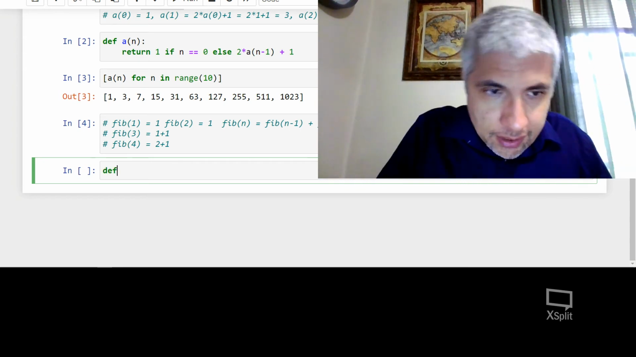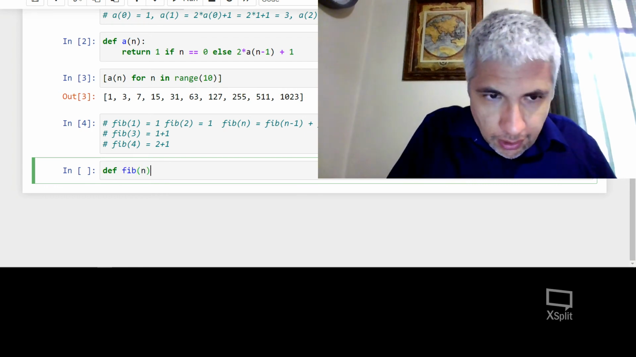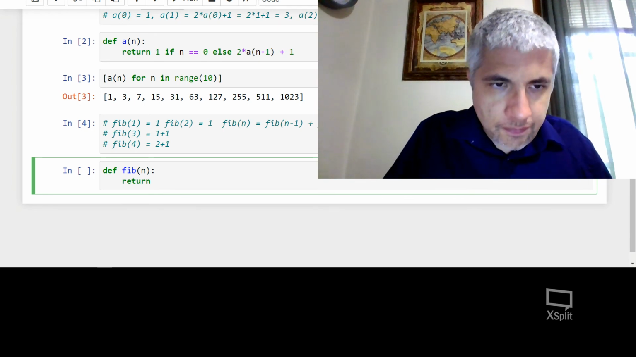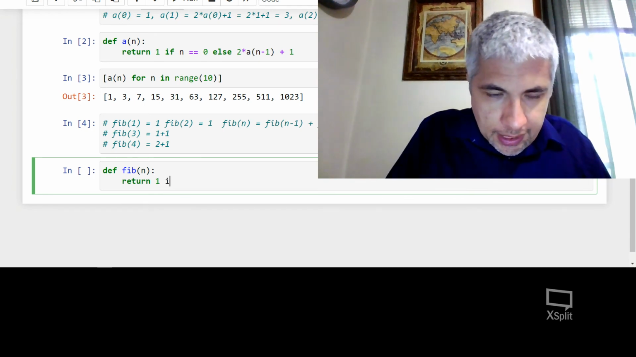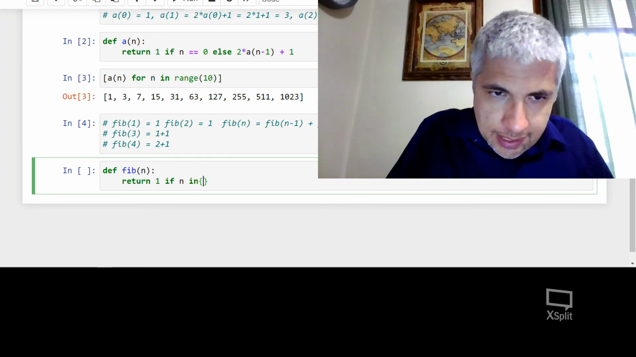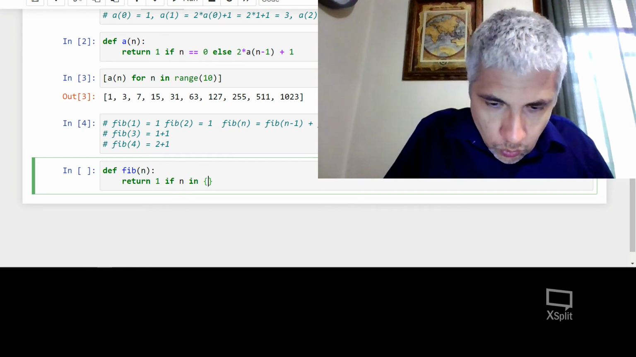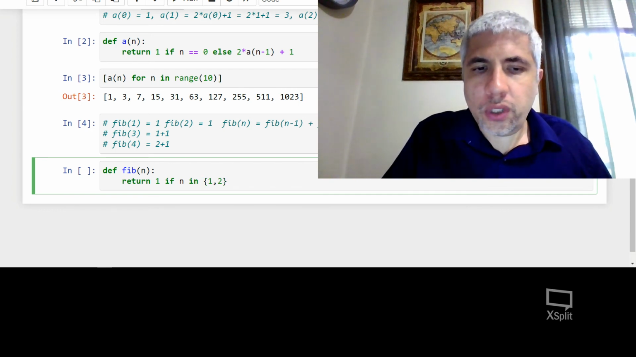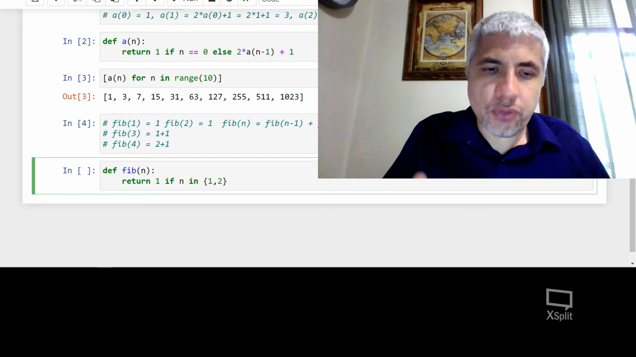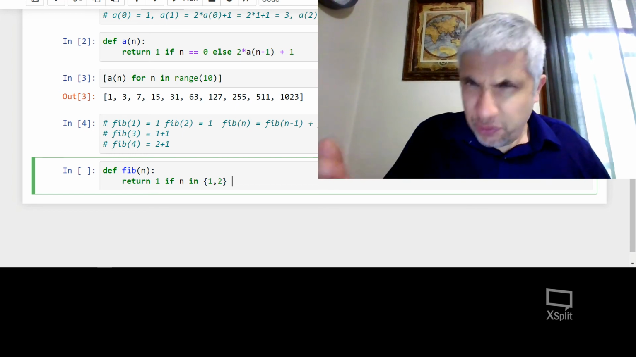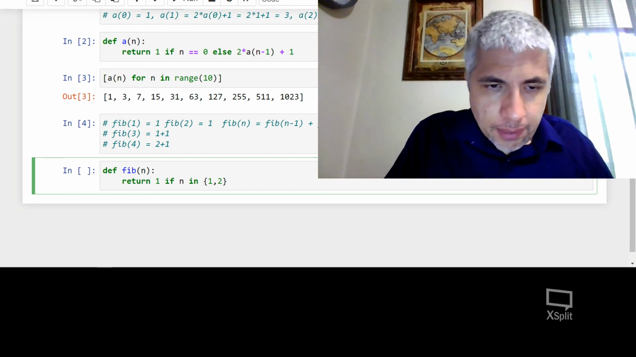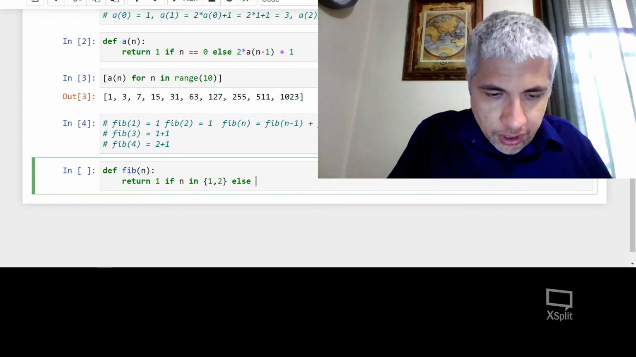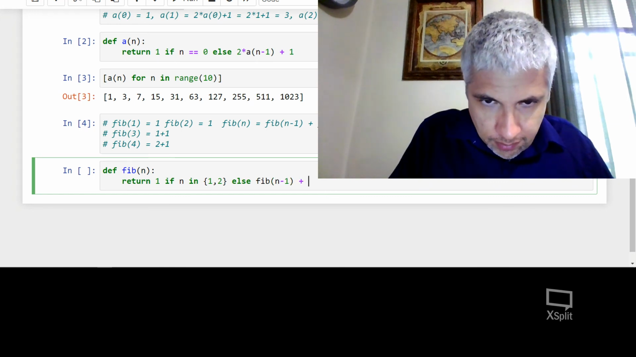Let's write this in Python. I'm going to define this, and what I'm going to do is return 1 if n is in the set {1, 2}. I could have returned 1 if n is equal to 1 or n is equal to 2. I could have also returned 1 if n is less than 3 if we're sticking to the positive integers here. But that's a nice way of doing it. Otherwise, we're going to return this.